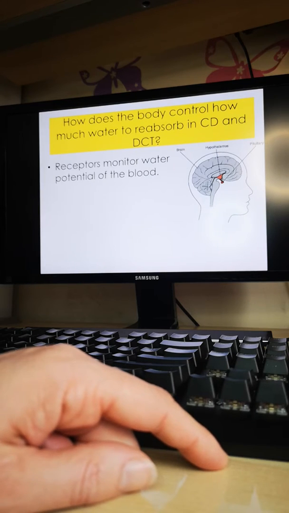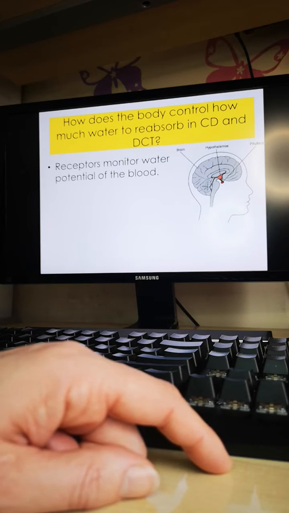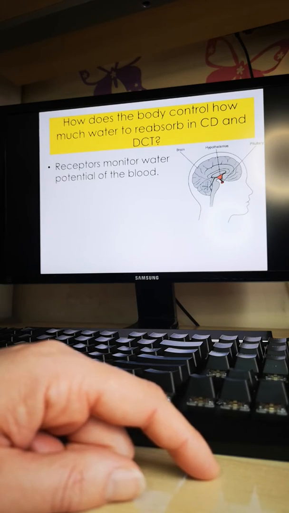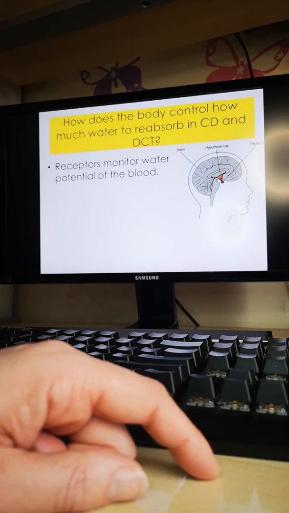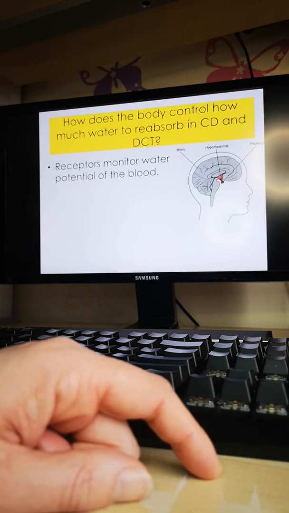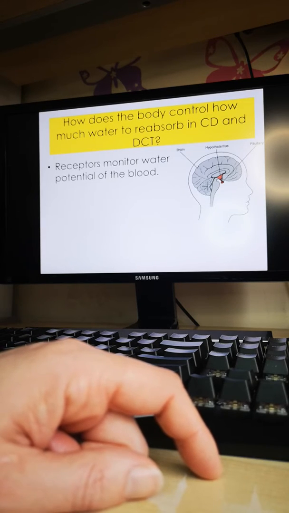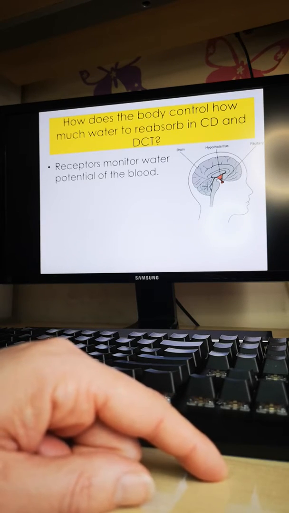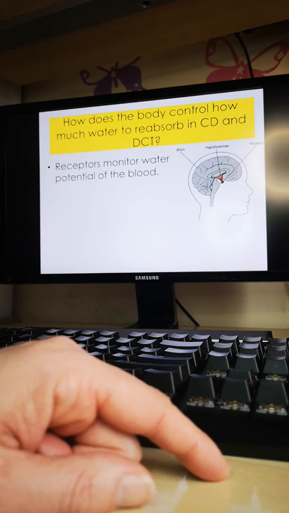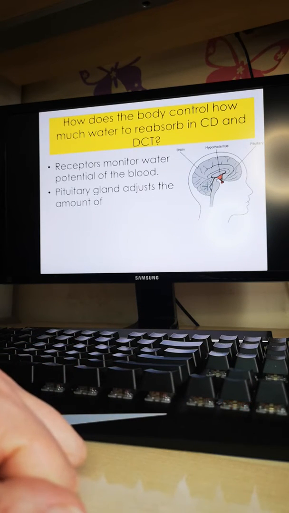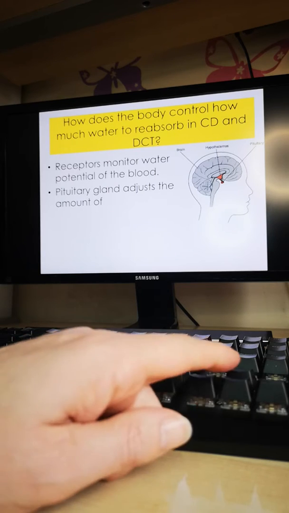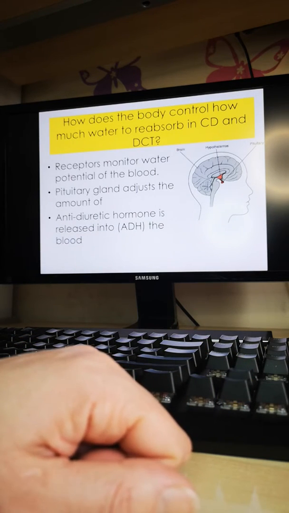Okay, so there are receptors that monitor the water potential of the blood. Now this is where the exam board can link your knowledge of receptors and action potentials to this process. So we'll see a question like this in the question pack later on. Okay, so it isn't a named receptor on the spec, but at AO2 you can suggest how these receptors respond to changes in water potential in the blood. So we'll show you that question in the next video. The pituitary gland can then adjust the amount of antidiuretic hormone released into the blood.